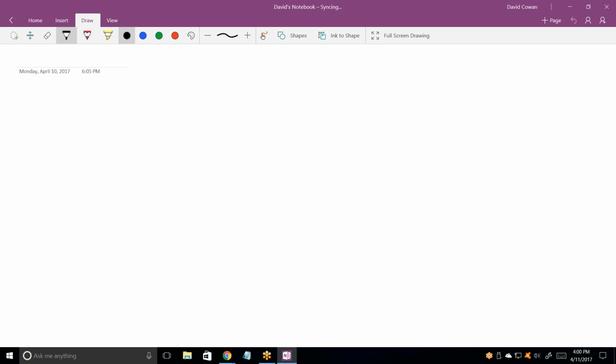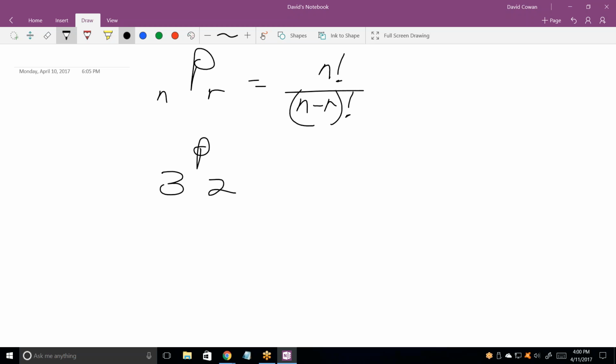First of all, before we do anything, let's define the general formula. What's that equal to? N over R. N factorial. Oh, yeah, N factorial, sorry. Over N minus R factorial. Okay. For example, 3 pick 2 would be 3 factorial over 1 factorial, which is 6.